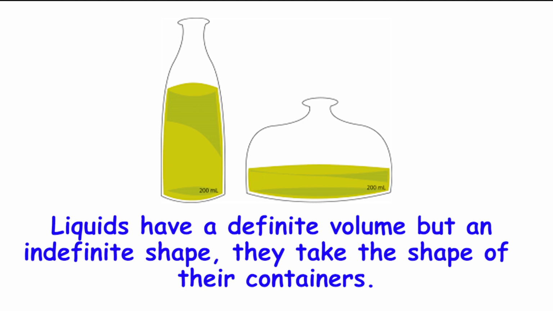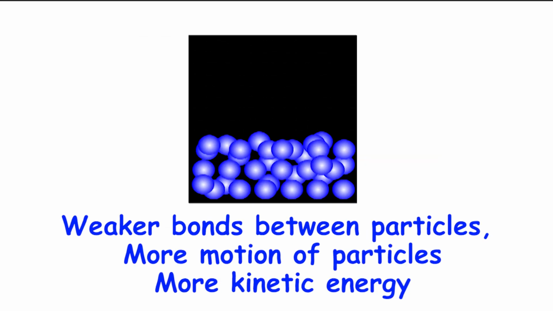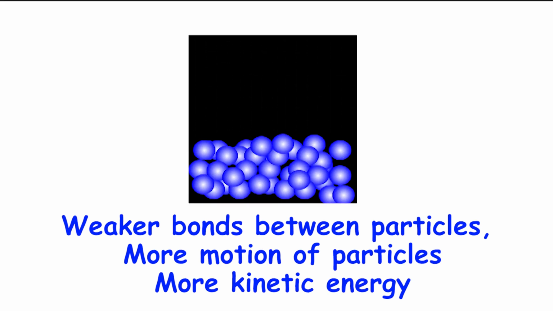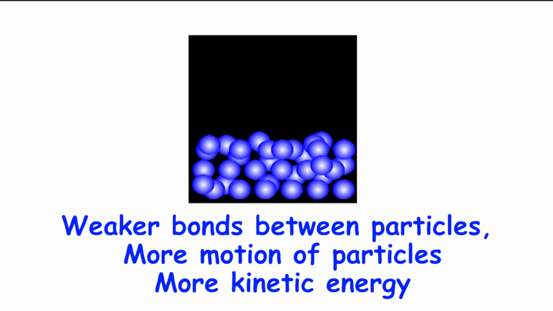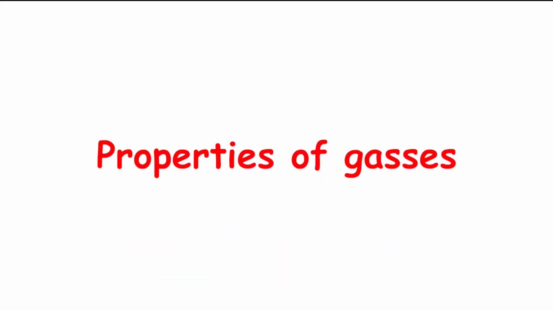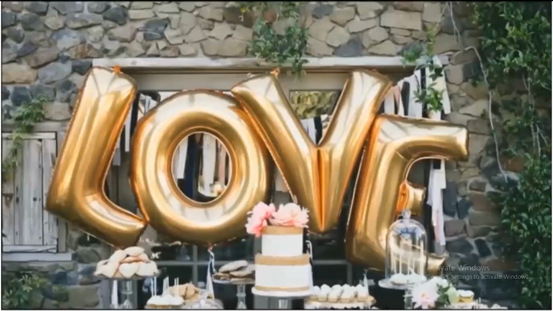To sum up, liquids have a definite volume but an indefinite shape. They take the shape of their containers. Liquid is the second densest state of matter. Particles are strongly bound but far enough apart to flow past each other, which leads to more motion and more kinetic energy. Let's discover gases. In front of me are balloons filled with gas.